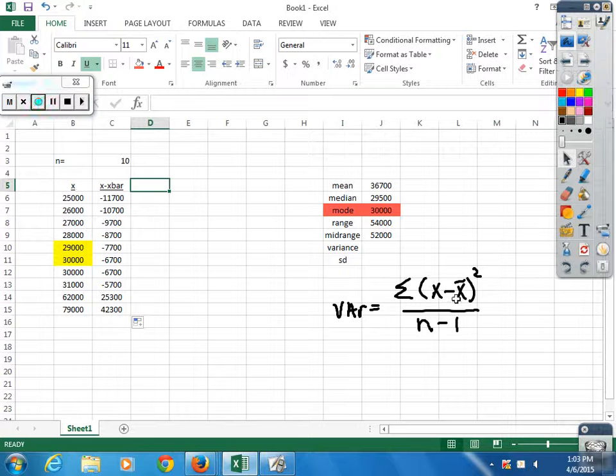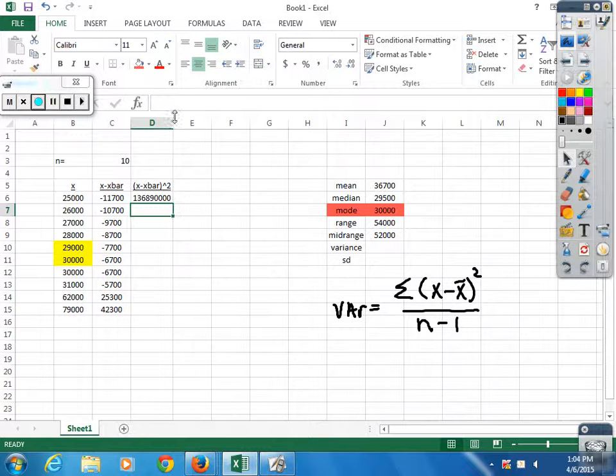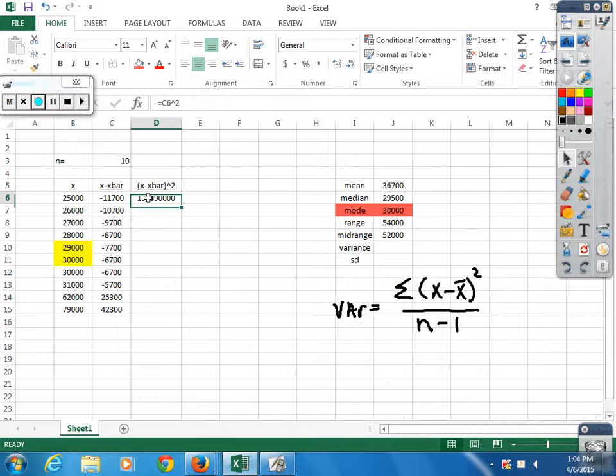Now, what does the formula say next? What do you do after you subtract x minus x bar? Square. You square it. So this will be x minus x bar quantity squared. So you take that number and you square it. And what that does, it makes everything positive. You're going to get some big numbers, but that's okay. It'll work itself out at the end.